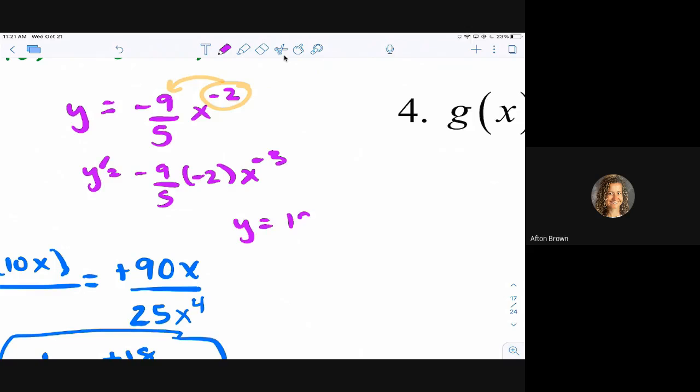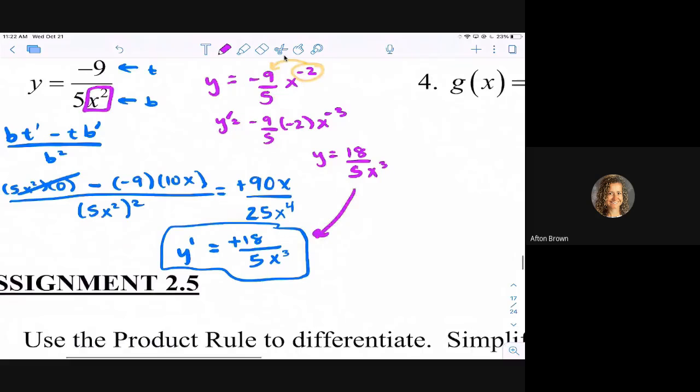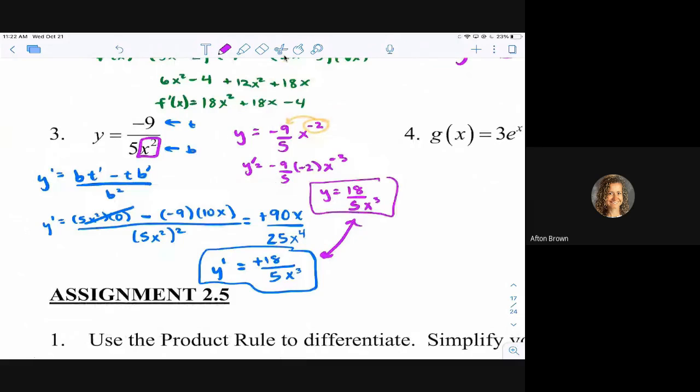If I simplify, well, there's the 18 over 5. X to the negative 3 goes to the bottom. And what do you know? They're the same. So you can avoid quotient rule if you can bring the x up to the top using a negative. This way was faster, right? It's faster if you can avoid quotient rule, but you will get the same answer either way.